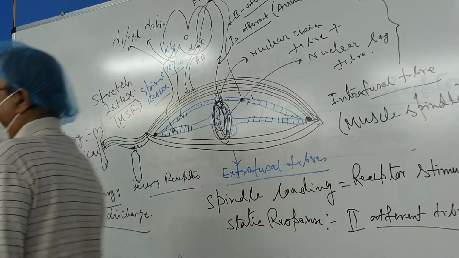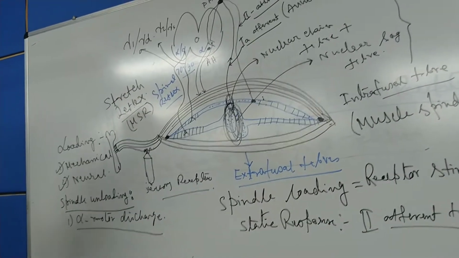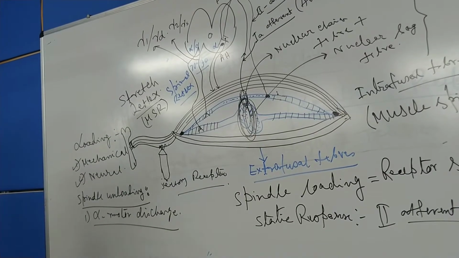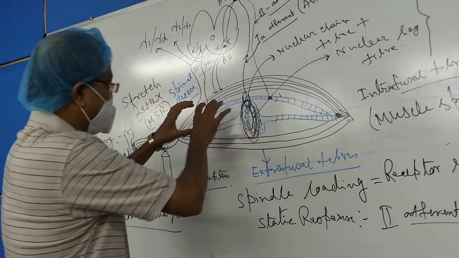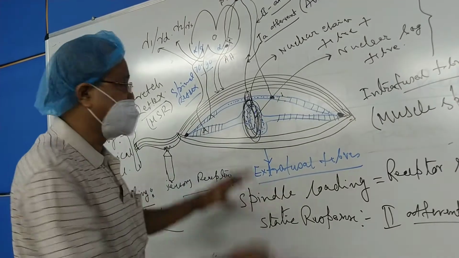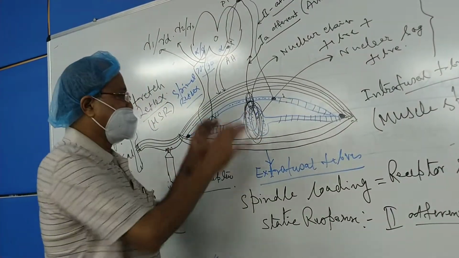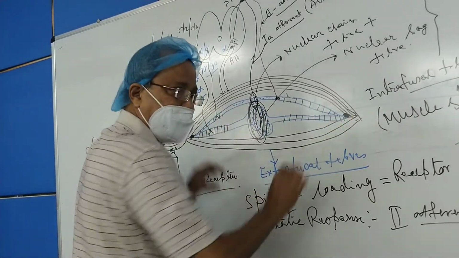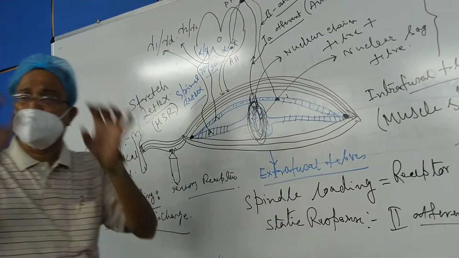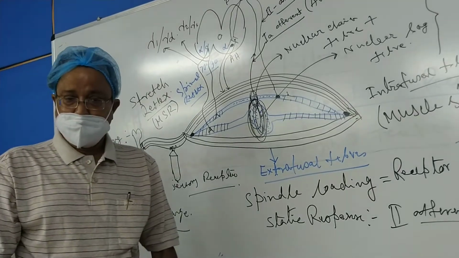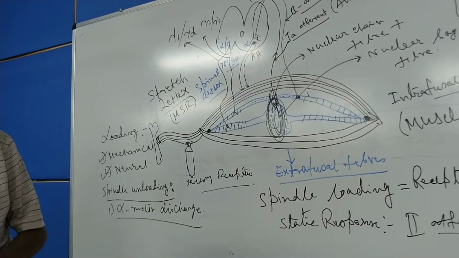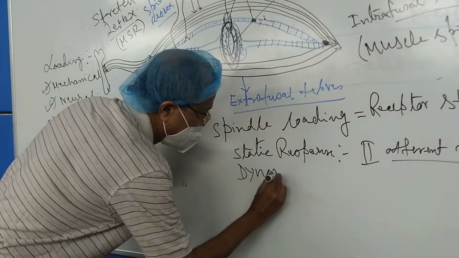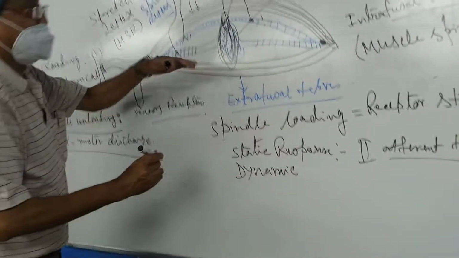Then what is dynamic response? Now dynamic response means it is the rate of change of stretching. The stretching occurs over there. The stretching may be a slow one, the stretching may be a moderate one, the stretching may be a very rapid one. So the rate of change of stretching is considered as the dynamic response. This is very important. That's why the two nerve supplies are there.